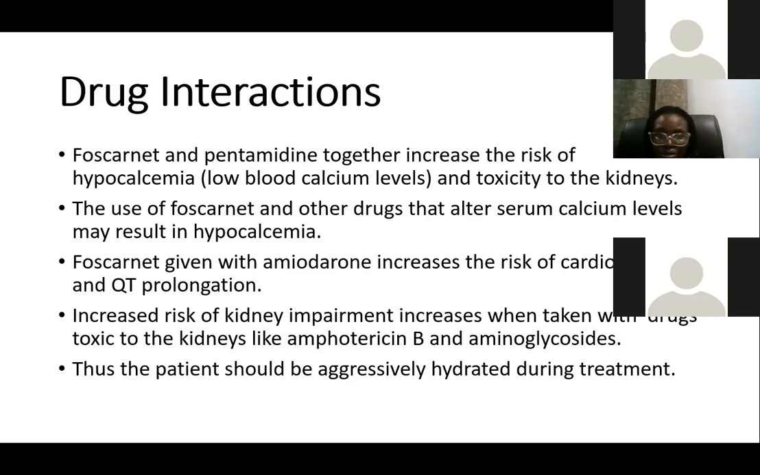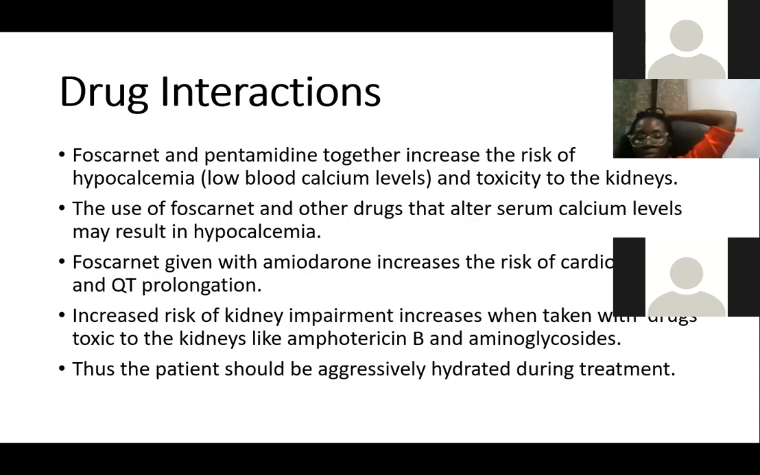So there are lots of drug interactions. It's important to note that they increase the risk of hypocalcemia and toxicity to the kidney. So if you have a medication that ordinarily leads to decreased calcium levels, giving this medication with Foscarnet can lead to this decreased calcium level. Also, when you give it with amiodarone, there's increased risk of QT prolongation on the ECG, and the risk of toxicity to the heart. So cardiotoxicity is also there.